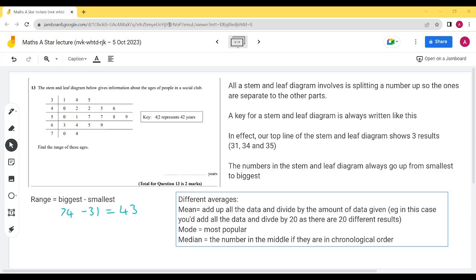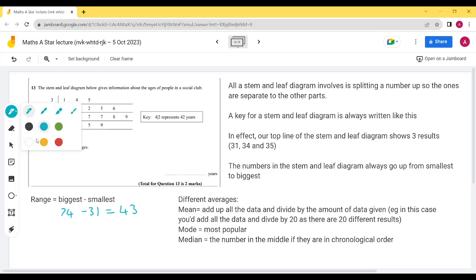So the range is the one we did for this question. So the range is just the biggest number minus the smallest number. So in this case, we've got 74. We can see it's the largest number in here. So let me show you how I've got that. So you've got the 7 plus the 4 from the graph, so the 74. We've got the smallest number, which is 31. And it's just a gap between them, and that is what the range is. So the range is always whatever your biggest result is minus whatever the smallest result is.